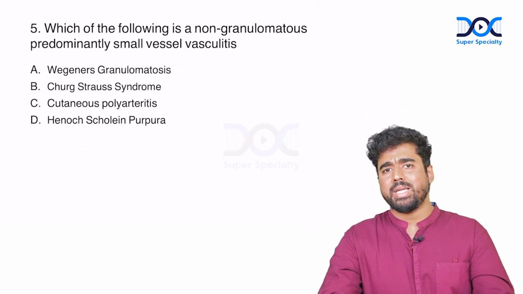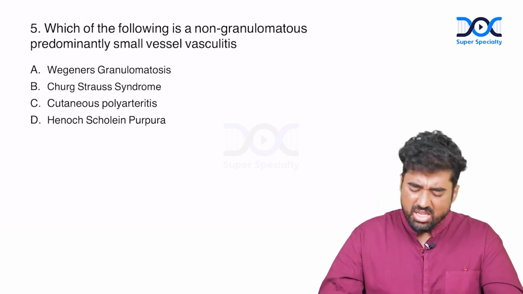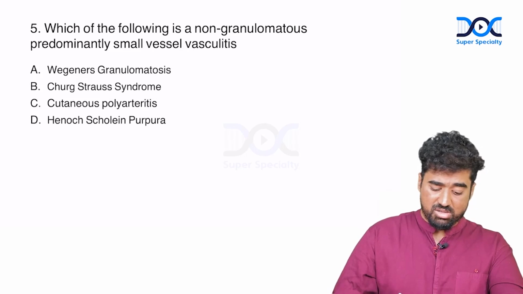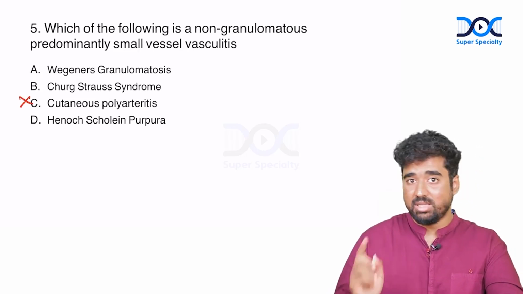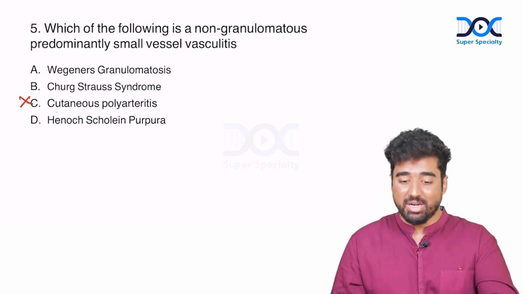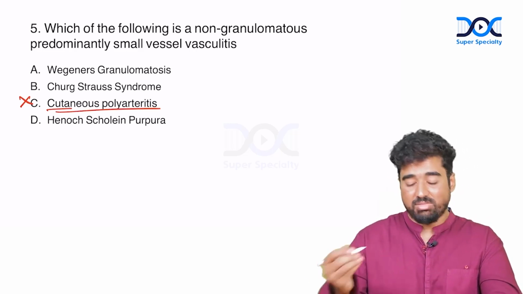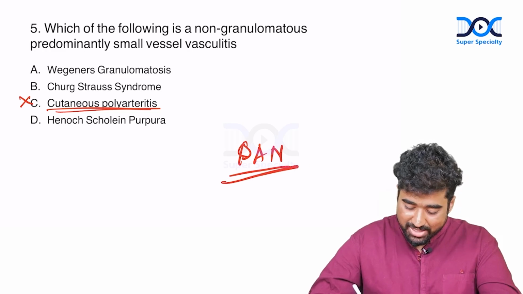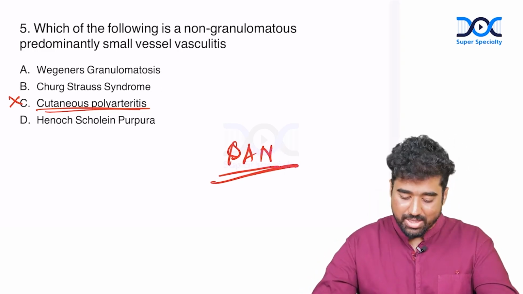So now we come to the pediatric vasculitis question. This is a very simple question but a very important question. I hope nobody ticked answer C here. So cutaneous polyarthritis, I know you might not have heard it written like this, but it is basically a polyarteritis nodosa variant, which is a medium vessel vasculitis.